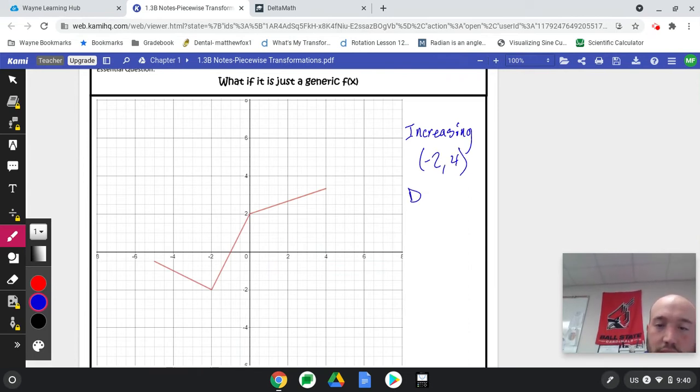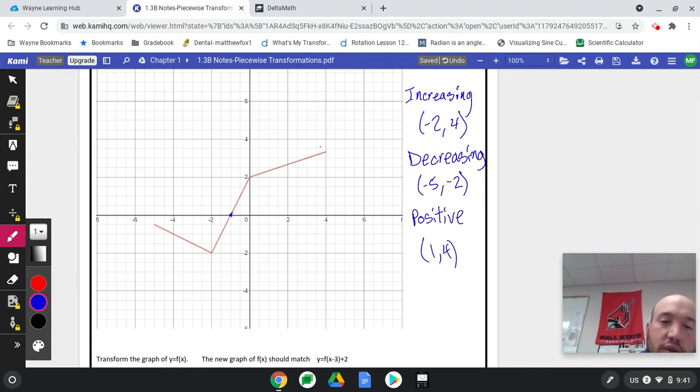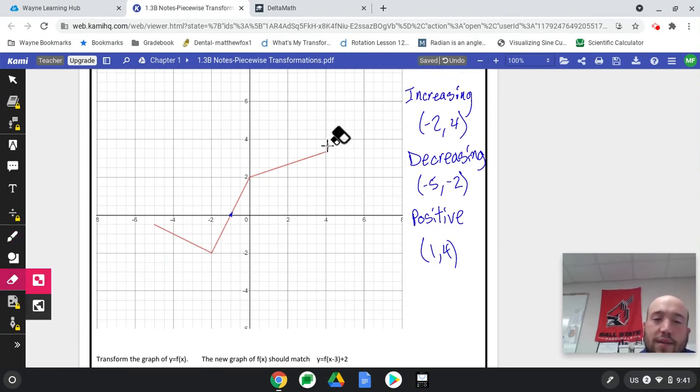Now, where is it decreasing? Some of you might be tempted to say from -infinity, but notice there are no arrows. So it starts right here. That would be at -5. It decreases until -2. Now, the next question, where is it positive? Positive, remember, means above the x-axis. So right here is where it starts being positive at that point 1. And it stays positive all the way till the end at 4. Once again, if there was an arrow right here like that, it would be from 1 to infinity. But it does not have the arrow, so we know it stops at that point at 4.